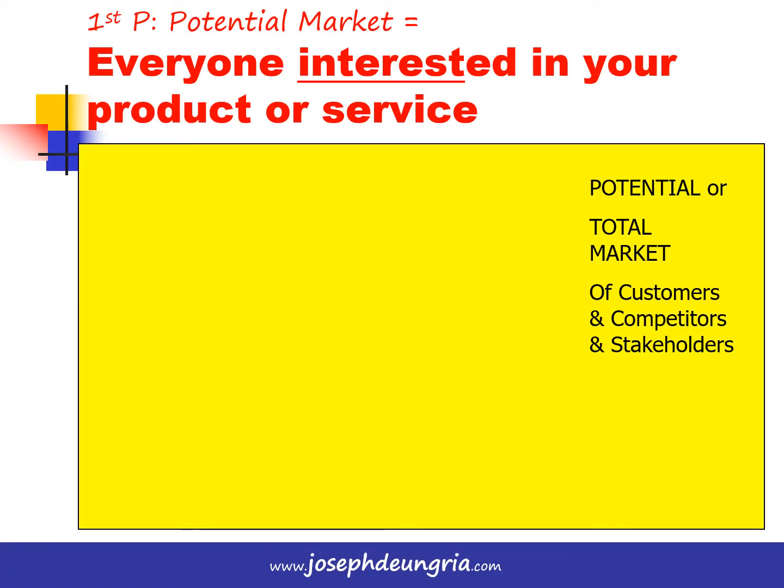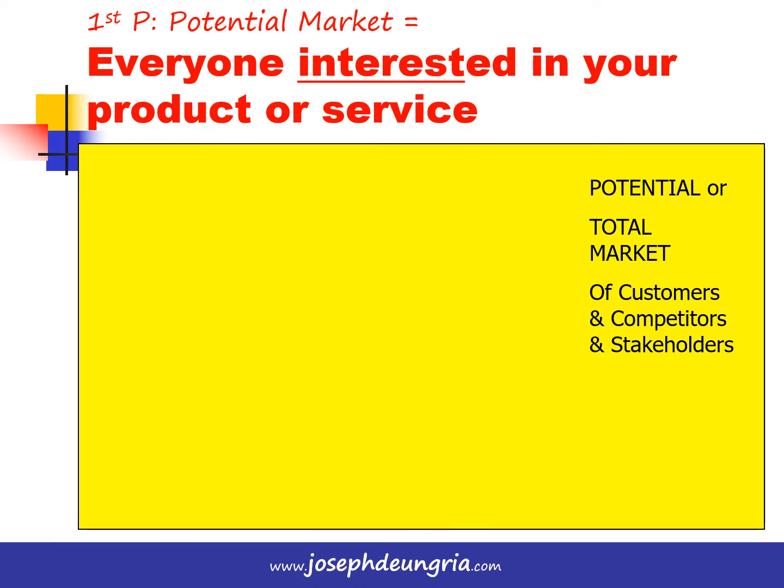The first P is what we call the potential market. Okay, now who comprises the potential market? The potential market is everybody interested in our product or service. Okay, if we recall the 3 Cs of marketing, the first C is customer, the second C is competitors, and the third C is company, but beyond the company, we can call the others as stakeholders. Who else will be interested in your product or service? That's the first P. That's the potential market.